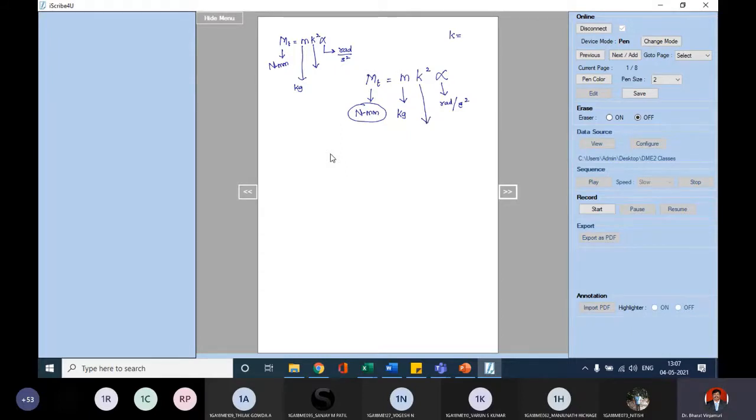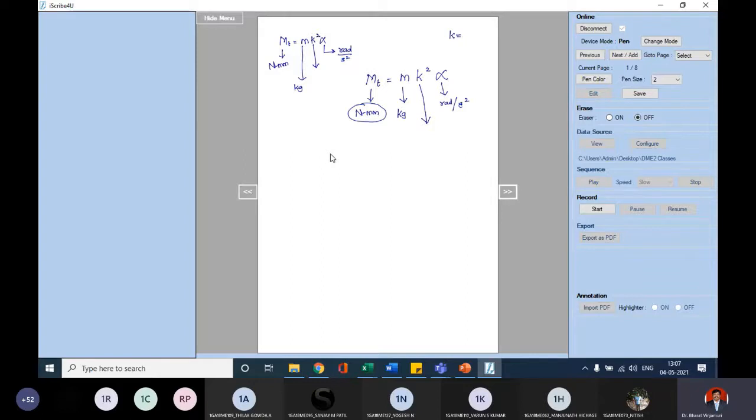How do I get it? Any questions? What should I do, Sanjay? So I think it should be in meters. It should be in meters. Sure. Because kg meter per second square is Newton, sir. So beautiful, this is what I expected. This is what is required. Kg meter per second square is newtons.